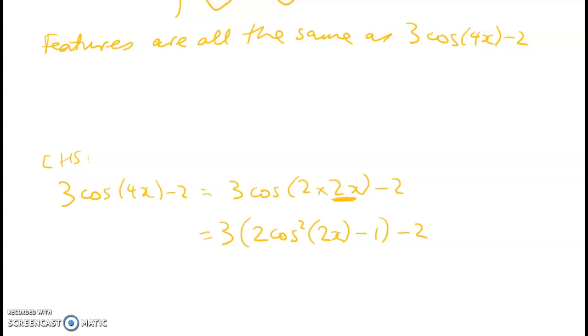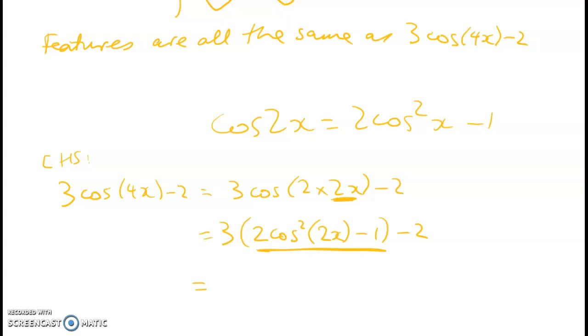Now, by this point in the topic, when we're getting this close to the assessment, you guys shouldn't need your formula sheet for these double angle formulae, but you will get them in the assessment, right? But this one here is one that you should really know by now. So cosine of 2x is equal to 2 cos squared of x minus 1.